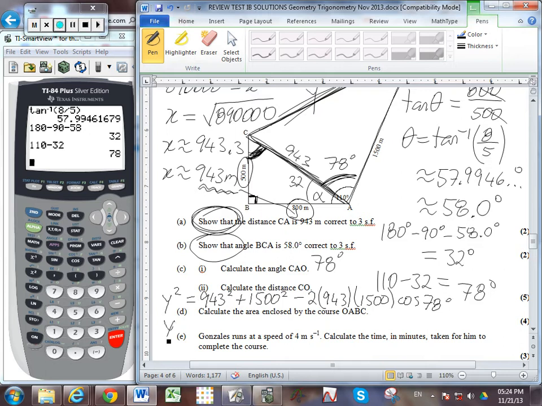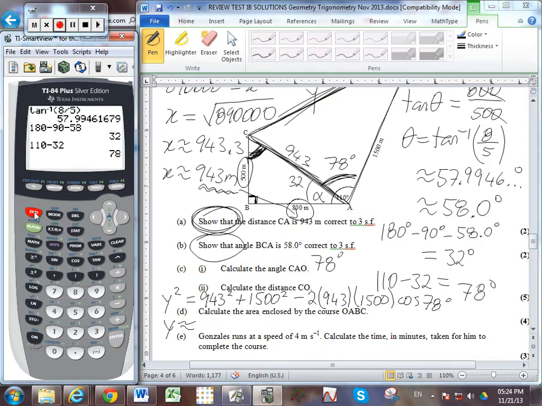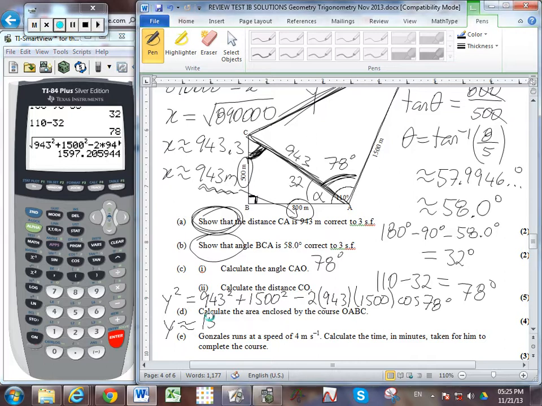And then in order to find out what y is, I'm going to find the square root of all of that stuff. So here we go, the square root of 943 squared plus 1500 squared minus 2 times 943 times 1500 times the cosine of 78 degrees. Gives me an answer of 1,597, or if I rounded to 3 significant figures, it would be 1,600. I'm just going to write down 1,597 meters. I think it's good enough to the nearest meter. So that's my distance CO, 1597.